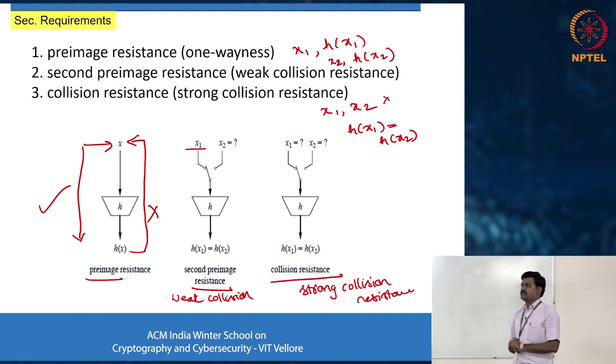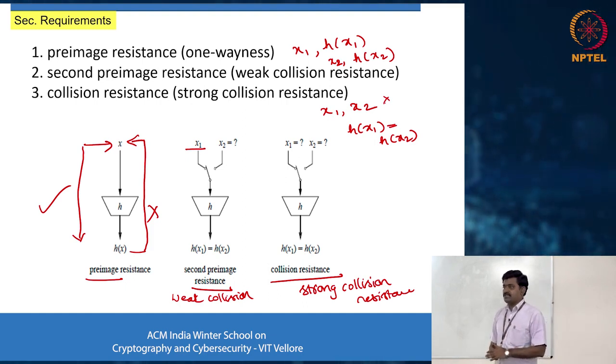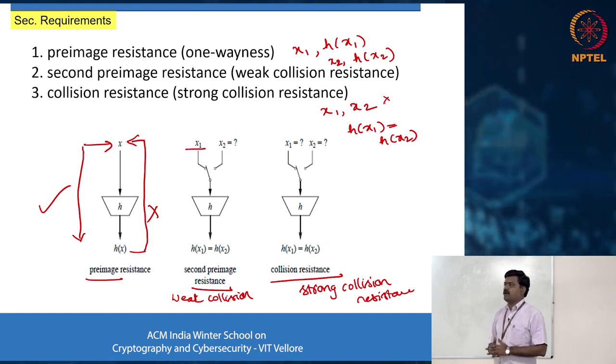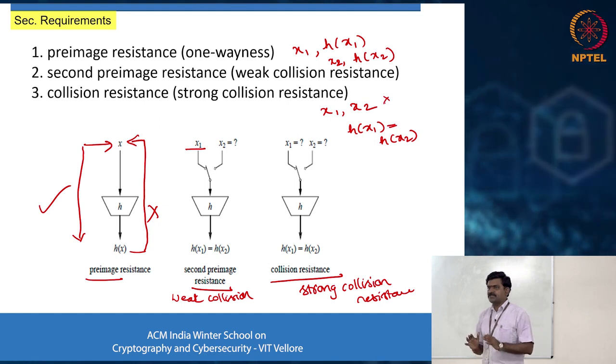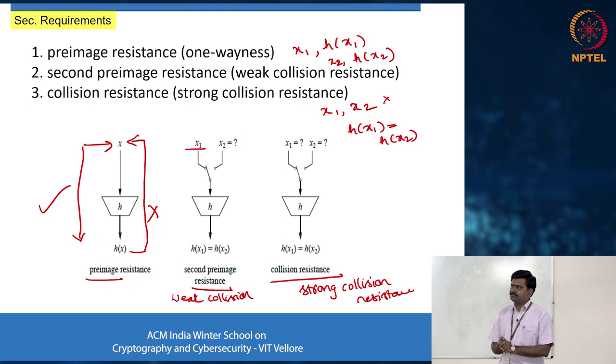The first one is the weak collision resistance. If you have weak collision resistance, that doesn't guarantee the strong collision resistance, but if you have strong collision resistance, it guarantees the weak collision resistance. Okay. So these are the three requirements for the hash functions. Are you able to follow? Right.